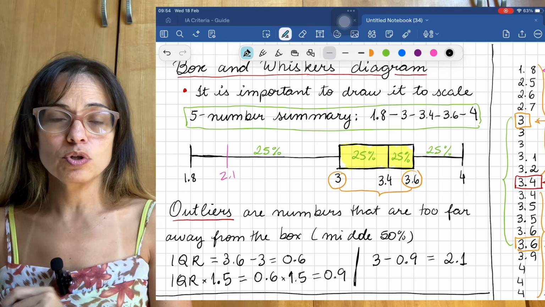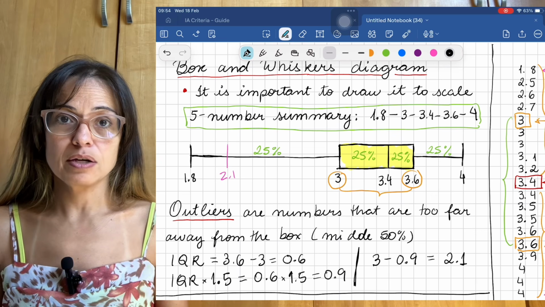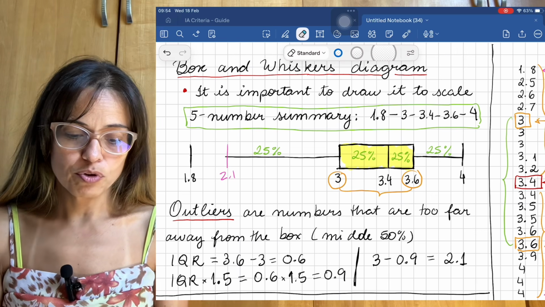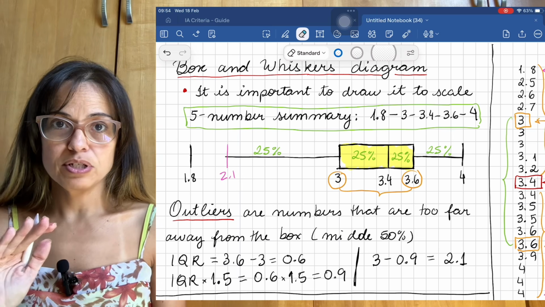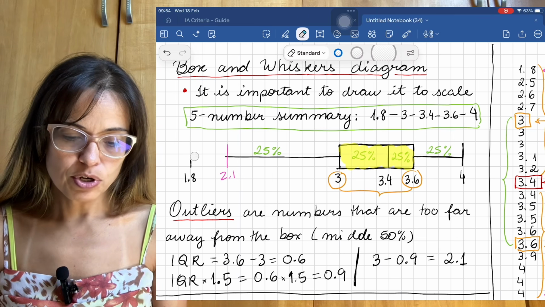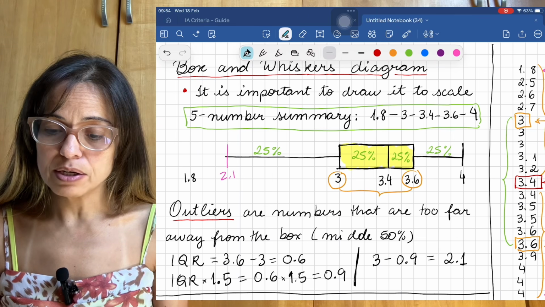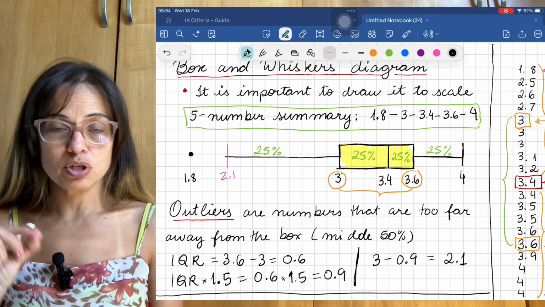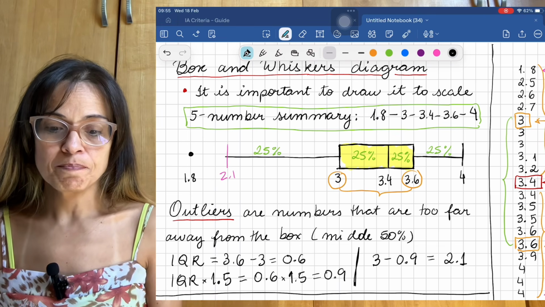So here's what we're going to do about it in terms of the diagram itself. We are not going to let the whisker go all the way to the outlier. We are going to delete part of the whisker. We are still going to keep the outlier in the picture because it exists. It's part of the data set, but we're just going to represent it with a dot.